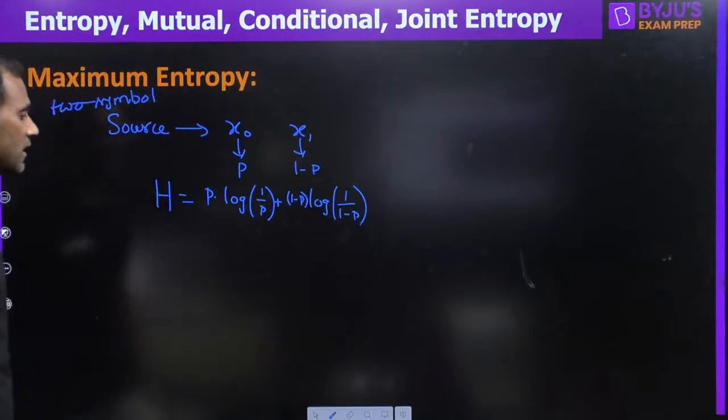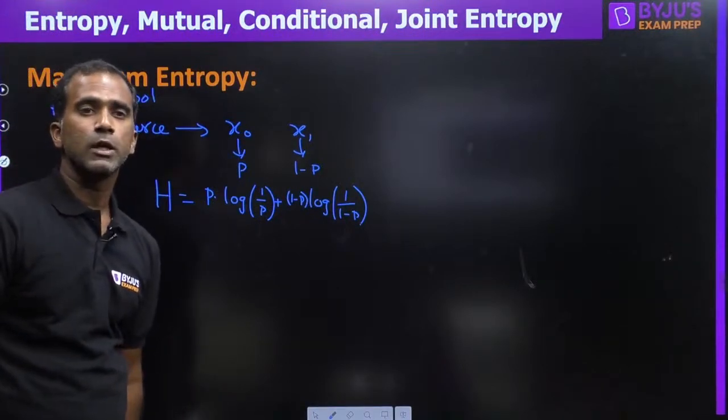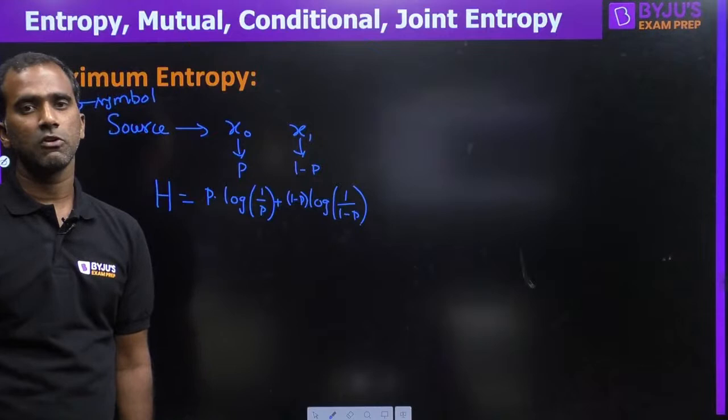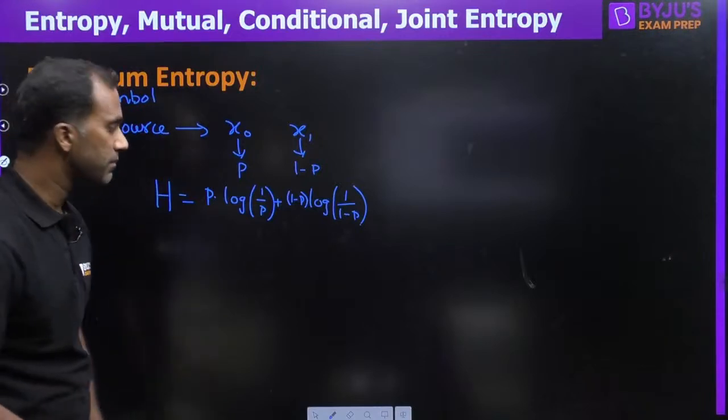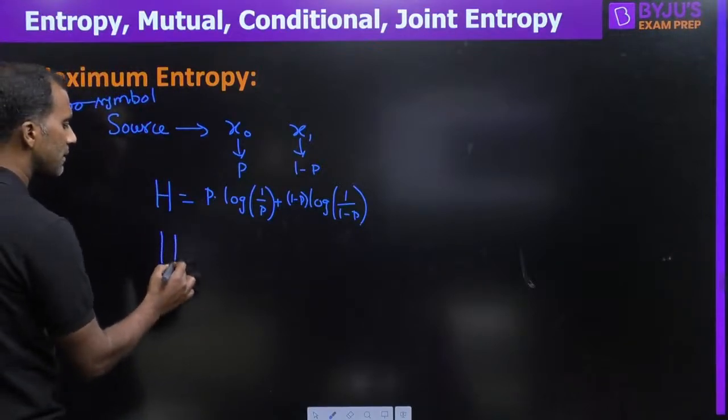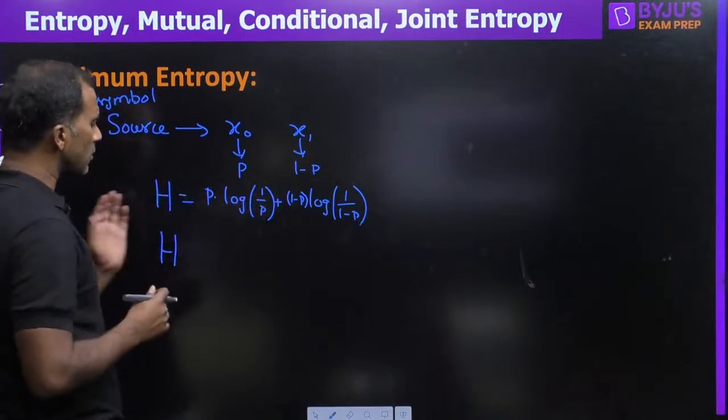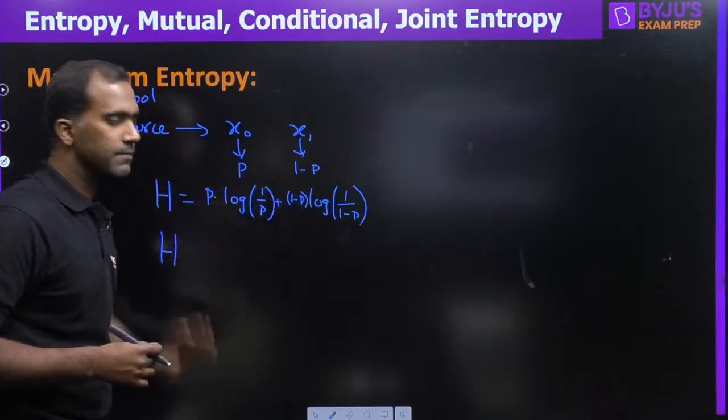Now, what do we want to find? We want to understand when the entropy becomes maximum. If you want to find the maximum of a function, see this one, this entropy is dependent on the variable p.